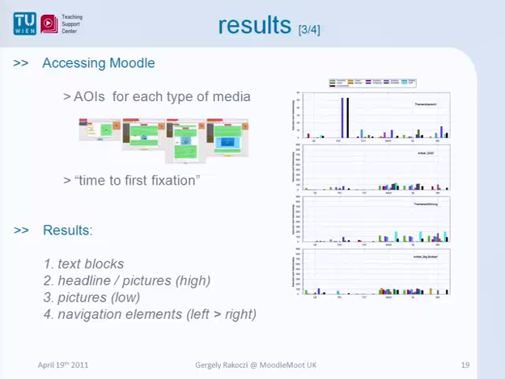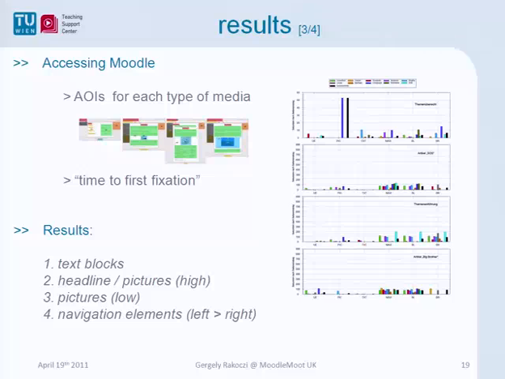They are looking at headlines and pictures that seem to have a lot of information, a high level of information for them. And then afterwards, they're processing pictures of low information. And just before leaving the page, they are really fixating navigation elements, so they're not really using that. So we have divided here the areas of various Moodle pages within this area.